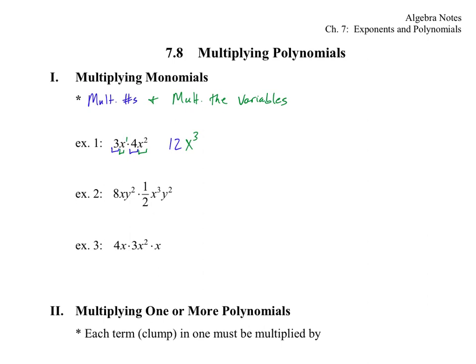We could do the same thing here for example 2. We multiply the numbers. So I have an 8 for a coefficient and a 1/2. So 8 times 1/2 gives me a 4. Now we multiply the variables. So we have two different variables here. We have an x. So here we have an x to the first and an x to the third, which gives us an x to the fourth.